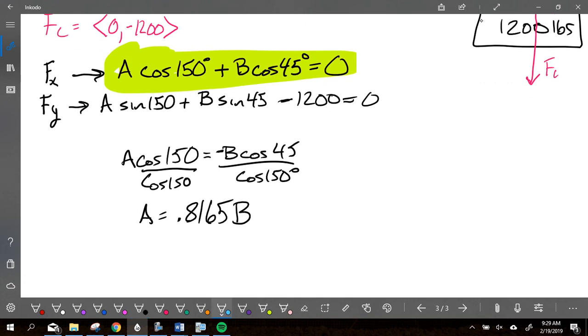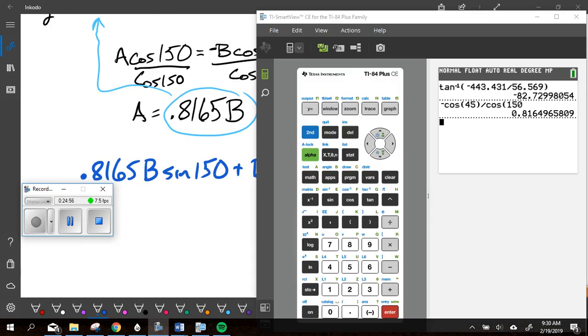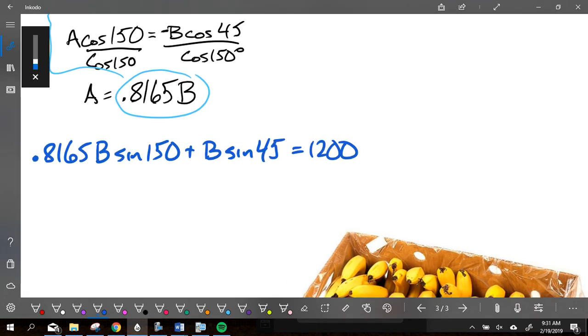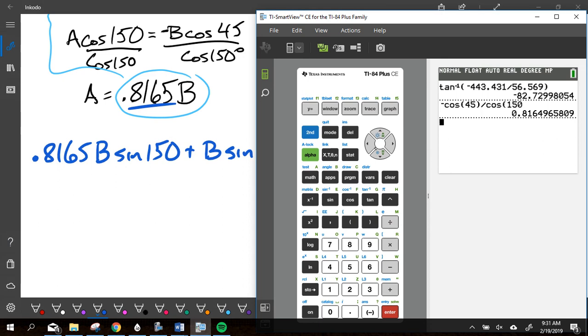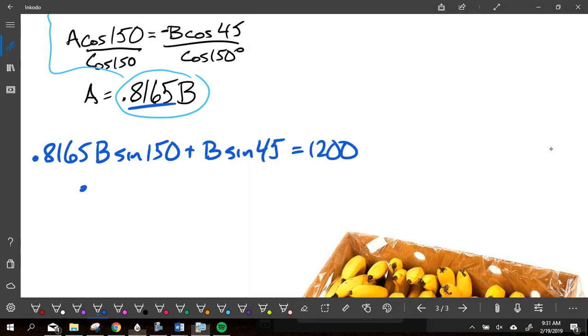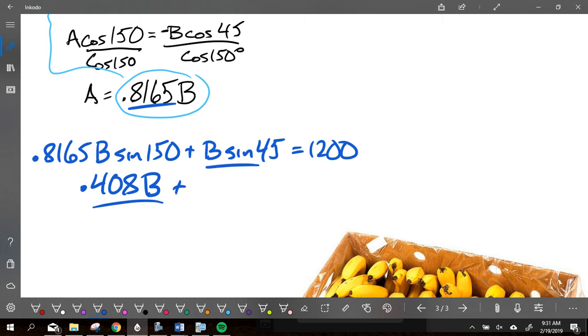Now that we've got this, we are going to substitute that in for A and solve. Find A, find B, and get an answer. If I want to keep this mathematically correct, I don't want to round, so I'm going to use my calculator. I'm taking this 0.8165 number, and I'm going to multiply it by sine of 150. I get this 0.408 number, which I'm leaving in my calculator, plus B sine of 45.